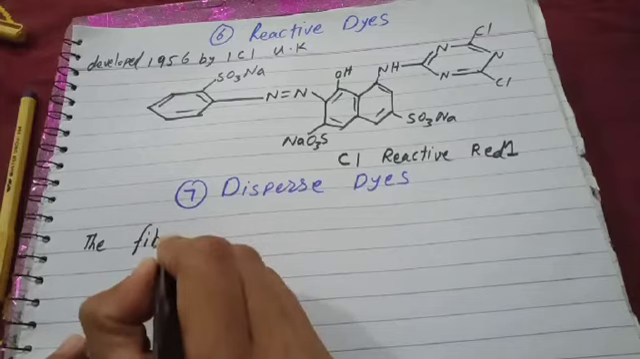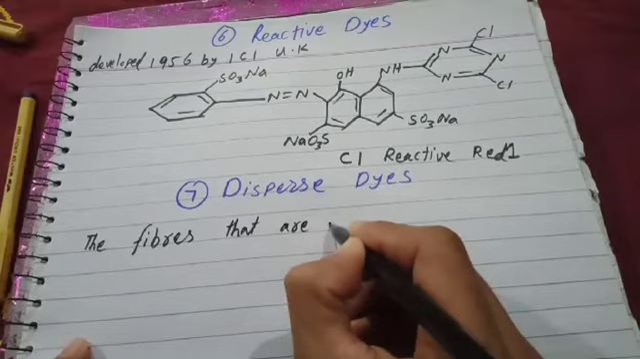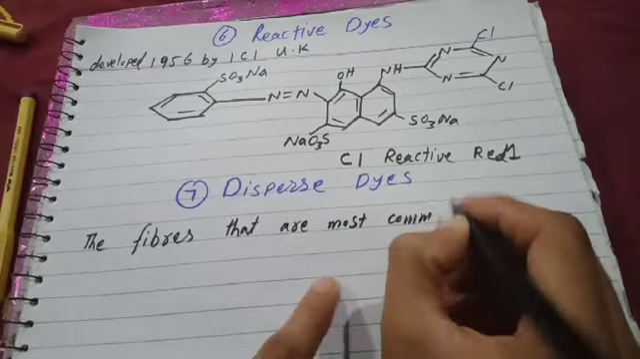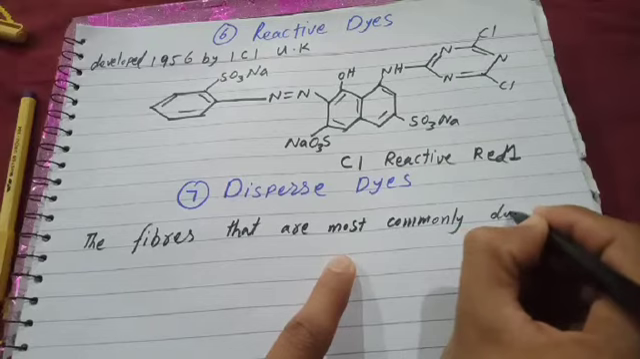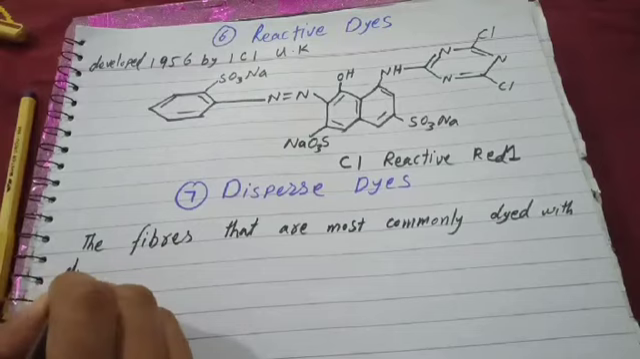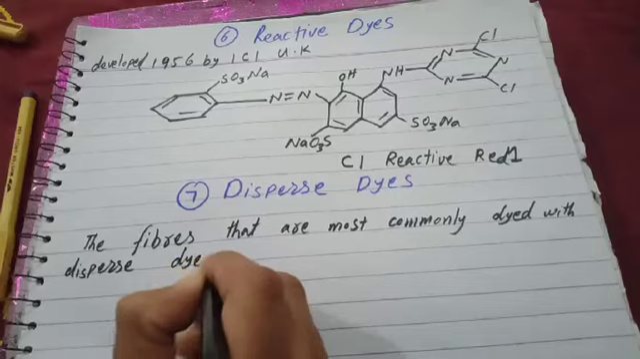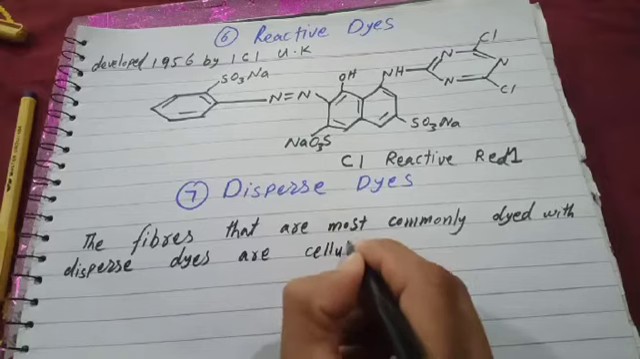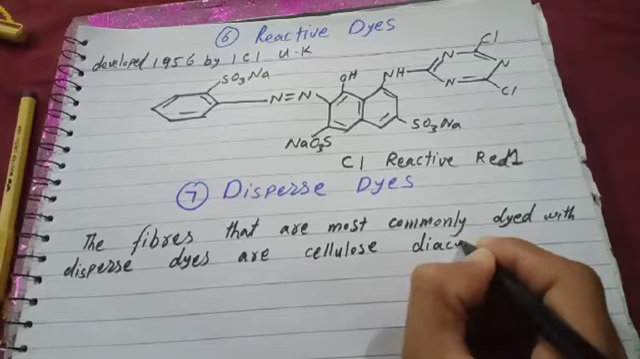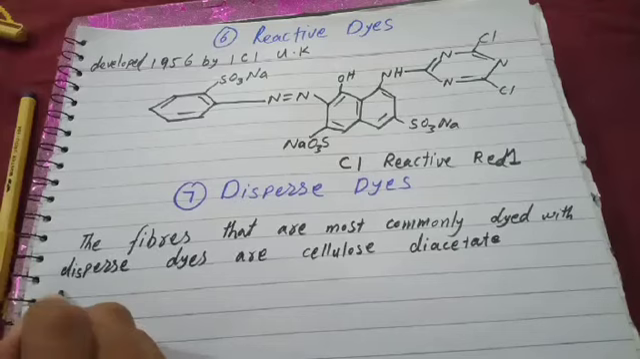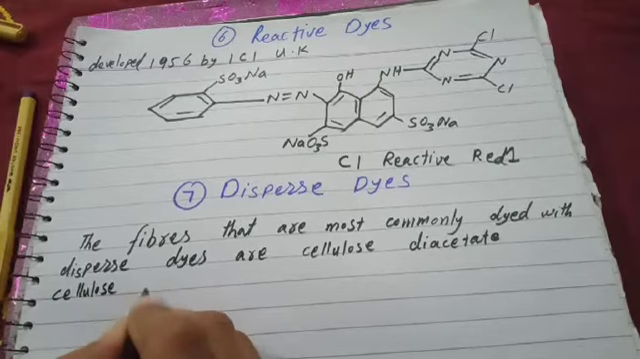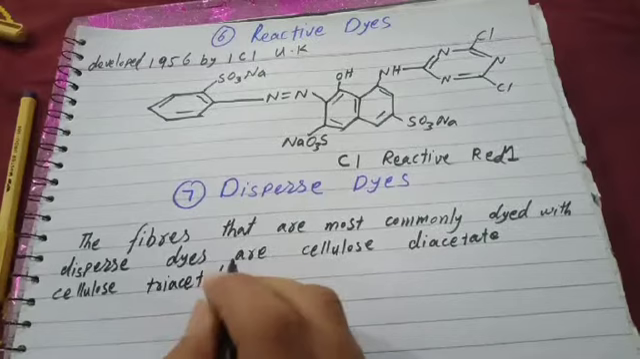The fibers that are most commonly dyed with dispersed dyes are cellulose diacetate, cellulose triacetate, and polyester fibers.